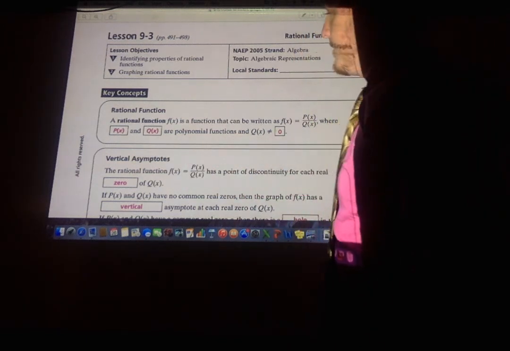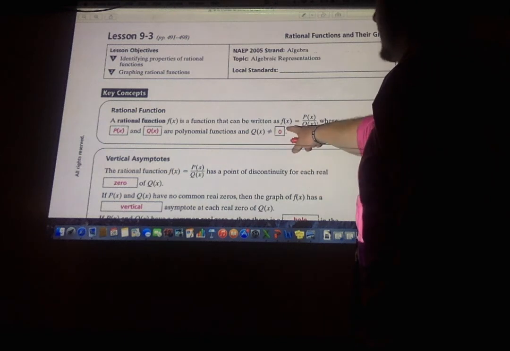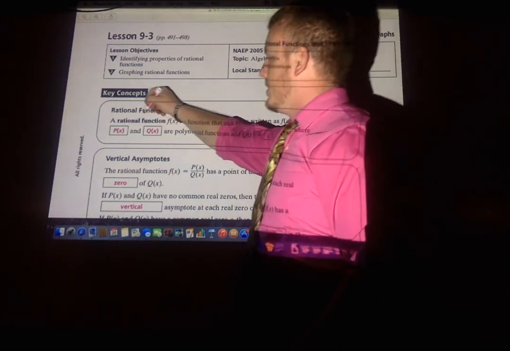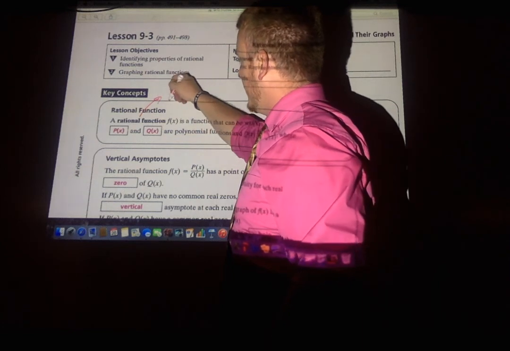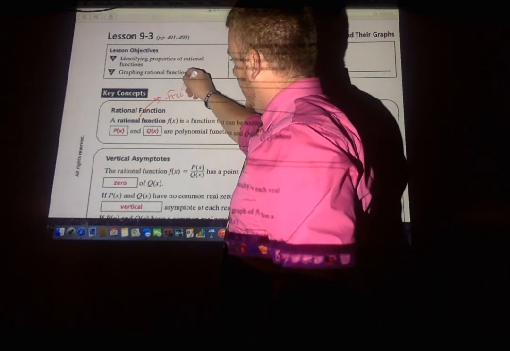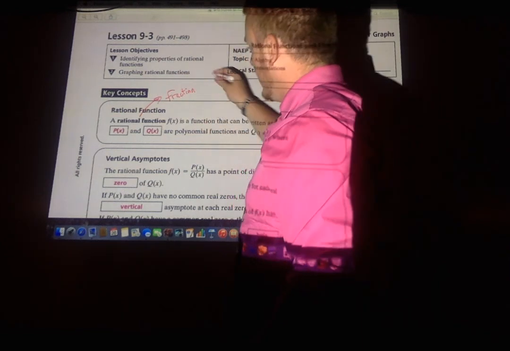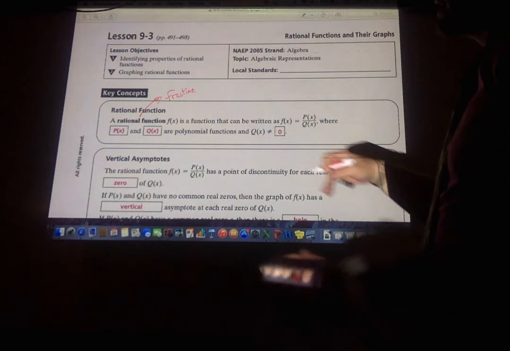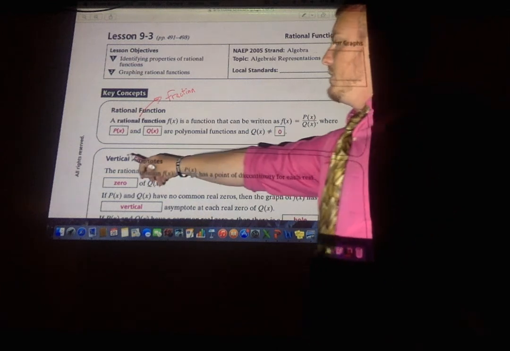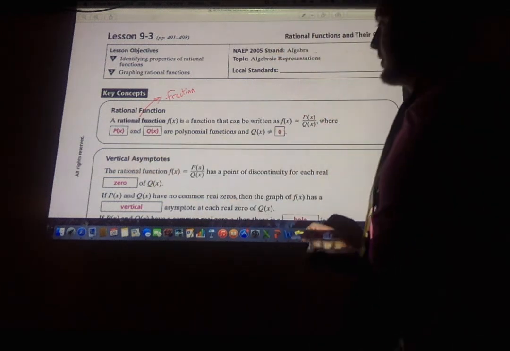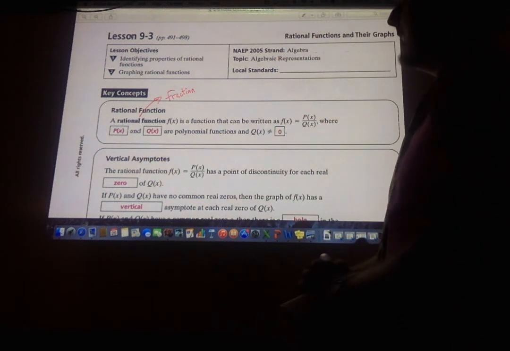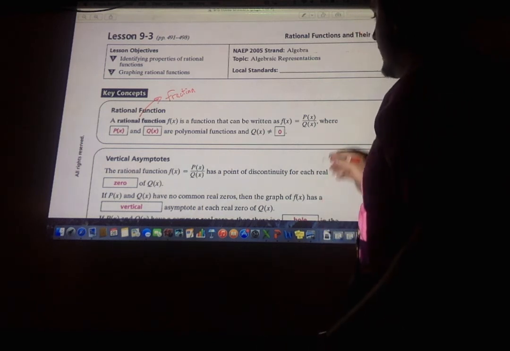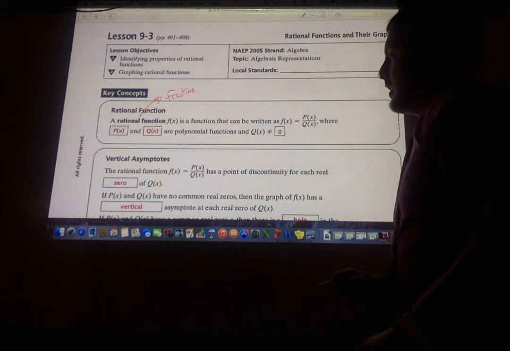So a rational function is a function that can be written as f of x equals p of x over q of x. Because of the word rational, we should be thinking of a fraction, right? So it's any function that can be written as a fraction, where p of x and q of x are polynomial functions, and q of x is not equal to 0, because if q of x was equal to 0, then this would be undefined, all right?